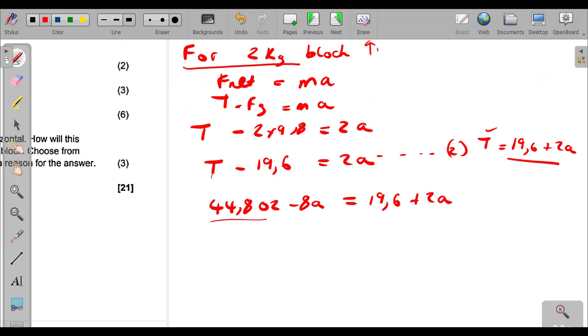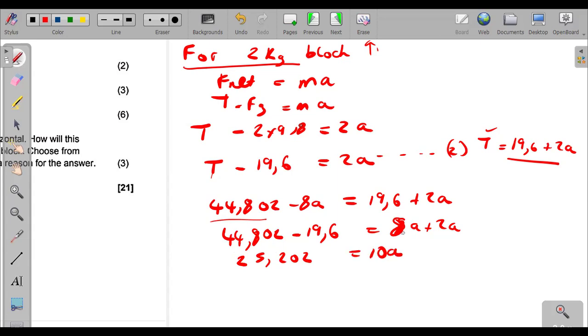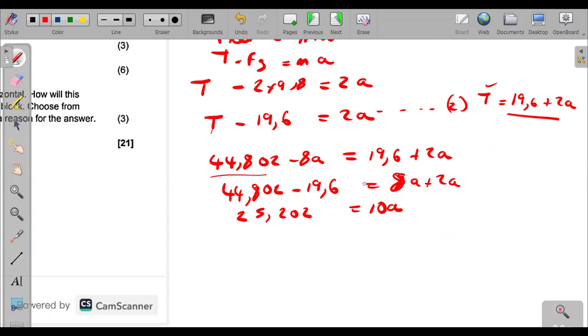So it means I can say 44.802 minus 19.6 is equal to 8A plus 2A. I hope we are moving along together there. I'm trying to show as much working as possible. If we subtract these two, we have 25.202 is equal to 10A. So we can now divide by 10 to find our A, dividing both sides by 10.